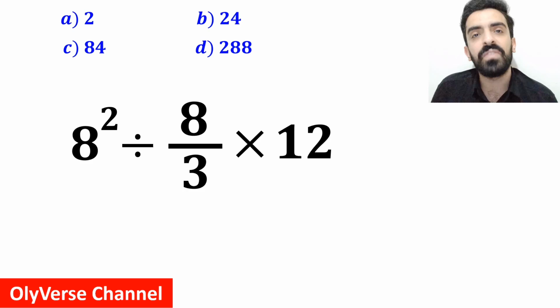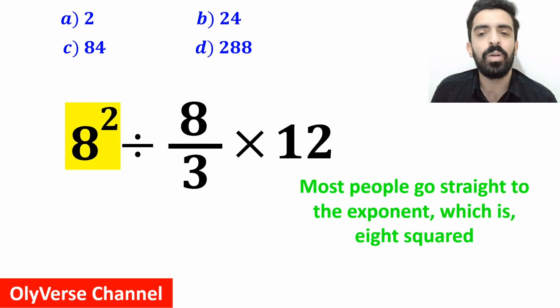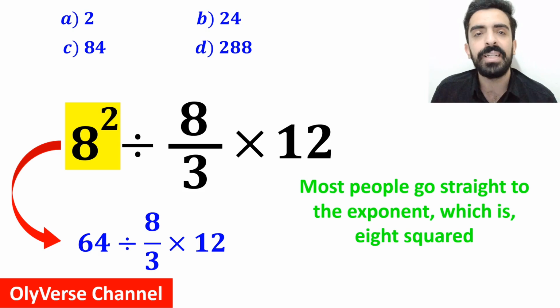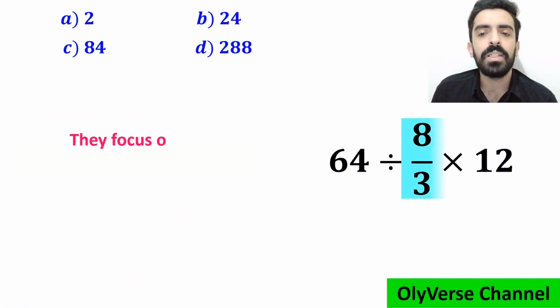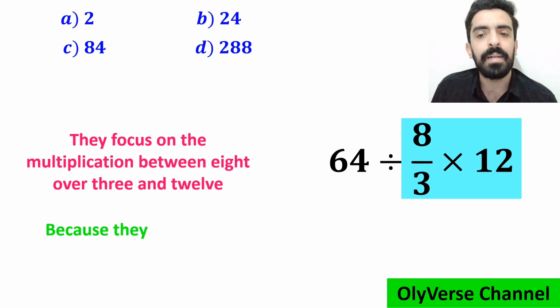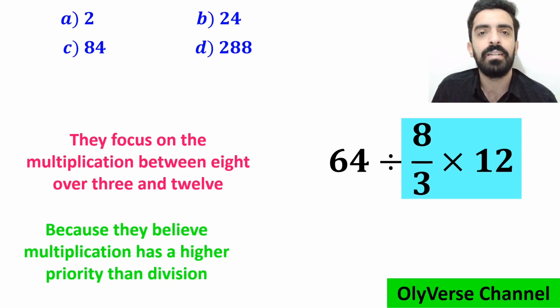And the first step to solve this question, many people go straight to the exponent, which is 8 squared, and write this expression as 64 divided by 8 over 3 multiplied by 12. And the next step, they focus on the multiplication between 8 over 3 and 12 because they believe multiplication has a higher priority than division.